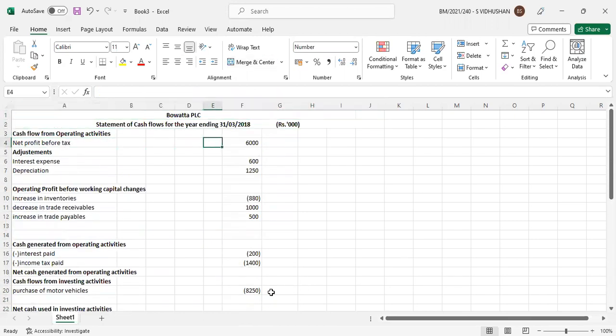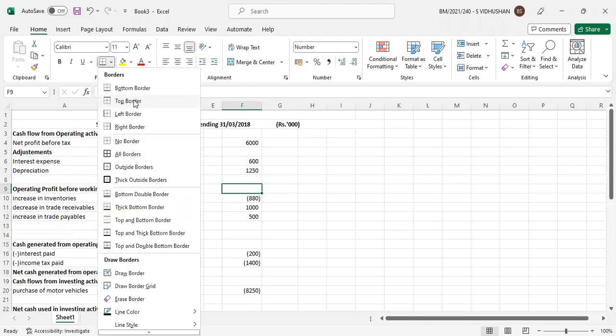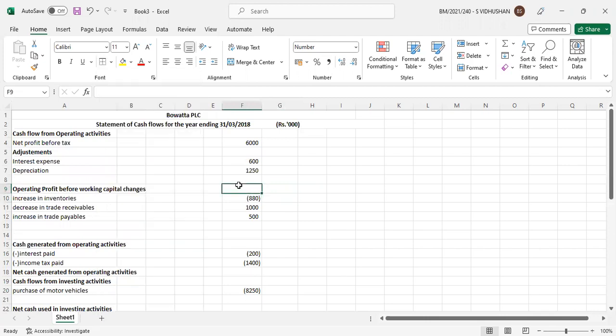Net profit before tax 1,000, and we had two adjustments of interest expense and depreciation 1,250. So here, operating profit before working capital changes is how much? You can get that. Once you add 6,000 plus 600 plus 1,250, you'll be getting 7,850, which is going to be the operating profit before working capital changes.